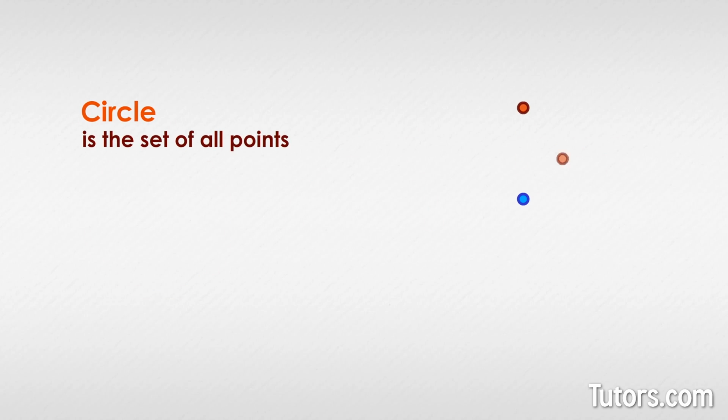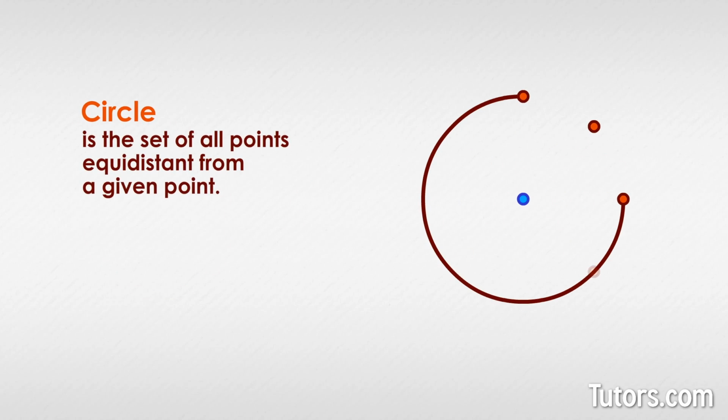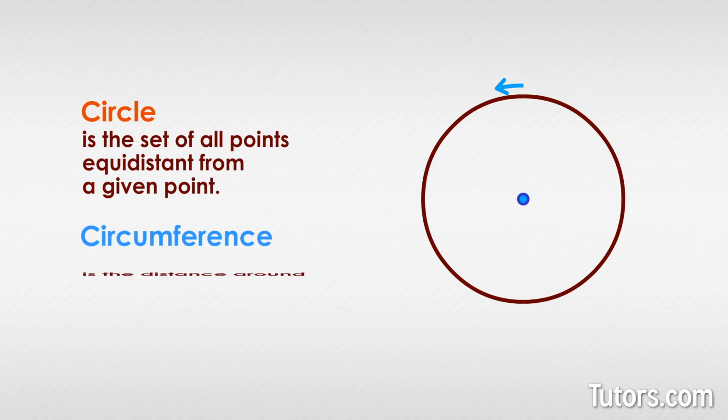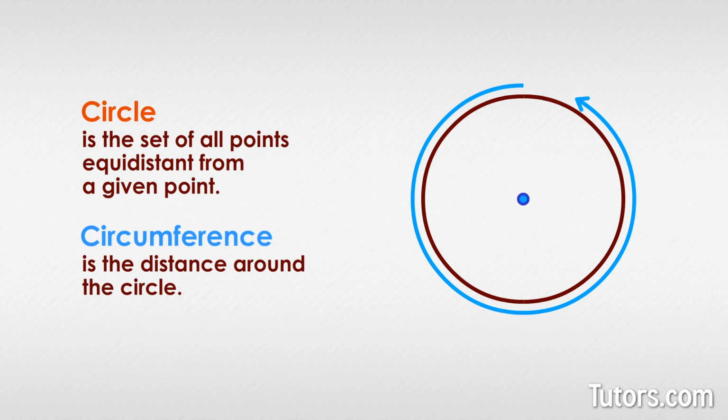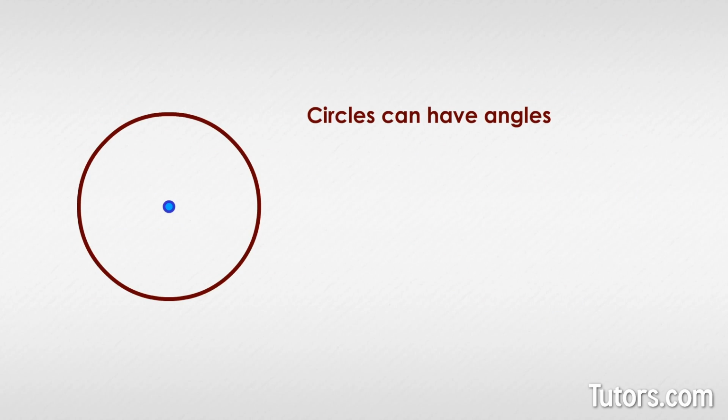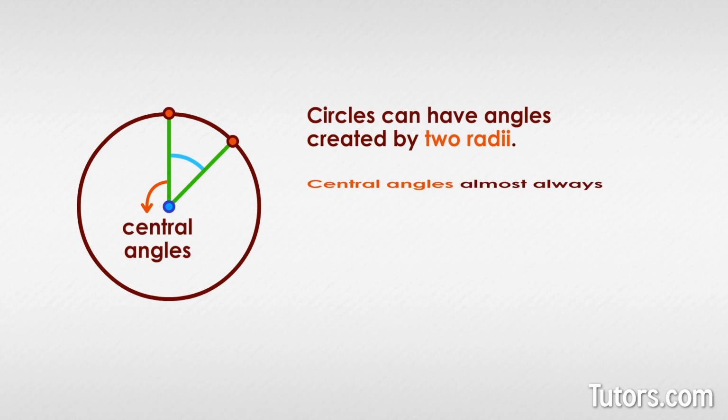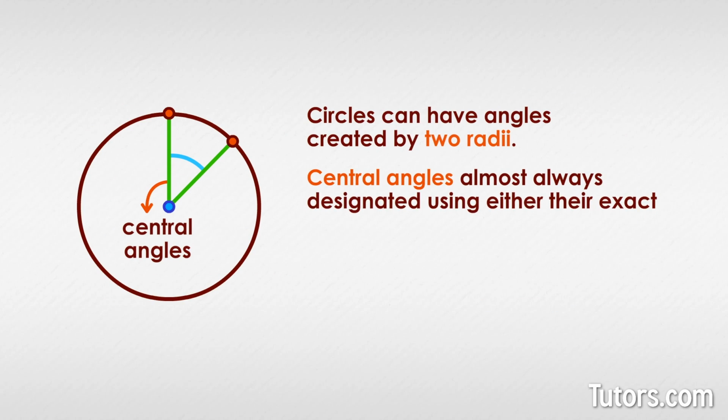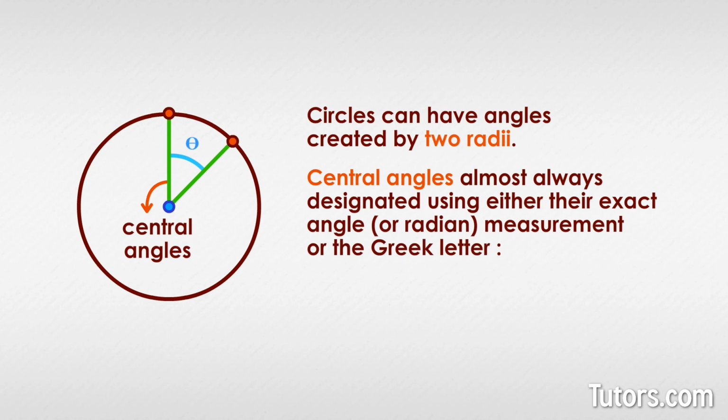A circle is a set of all points equidistant from a given point. Circumference is the distance around a circle. Circles can have angles created by two radii. These are central angles and are almost always designated using either their exact angle or radian measurement or the Greek letter theta.